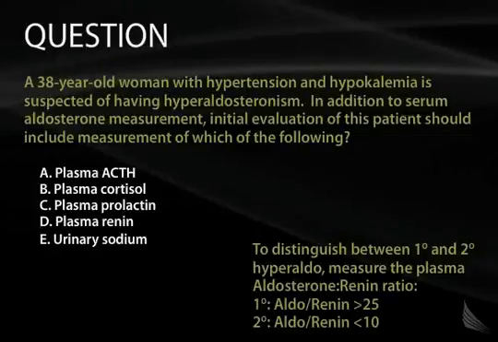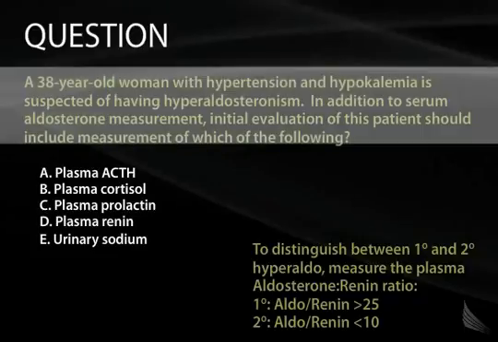Let's do a question to understand this feedback system a little bit better. A 38-year-old woman with hypertension and hypokalemia is suspected of having hyperaldosteronism. In addition to serum aldosterone, initial evaluation of this patient should include the measurement of which of the following? So in this case, it should always include renin. You always want to get a paired aldosterone-renin level, and this helps to distinguish between either primary or secondary.